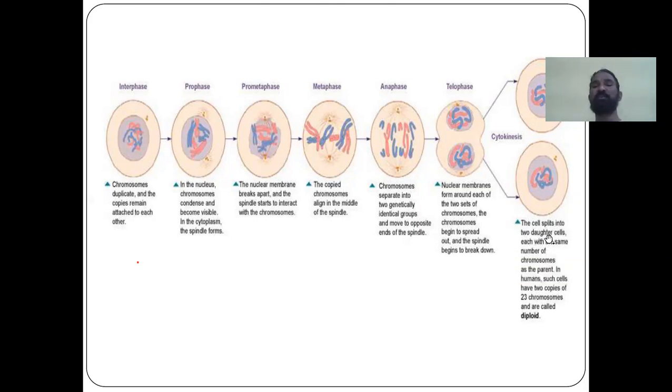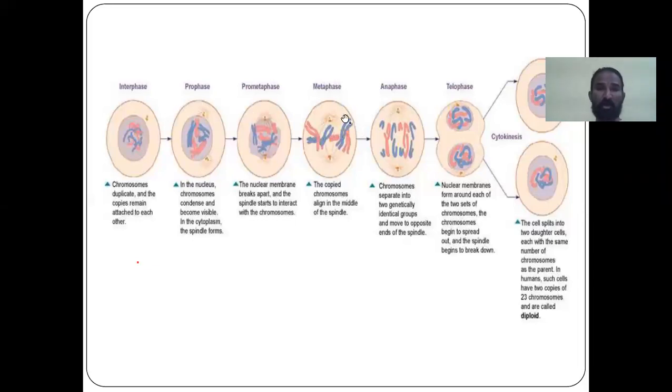The cell splits into two daughter cells, each with the same number of chromosomes as the parent. In humans, cells that have two copies of 23 chromosomes are called diploid. For example, it shows the red color and blue color. A leukocyte is a diploid cell. Half of the chromosomes come from the male parent and half from the female parent. These 23 pairs of chromosomes are present in each and every cell of the human being.